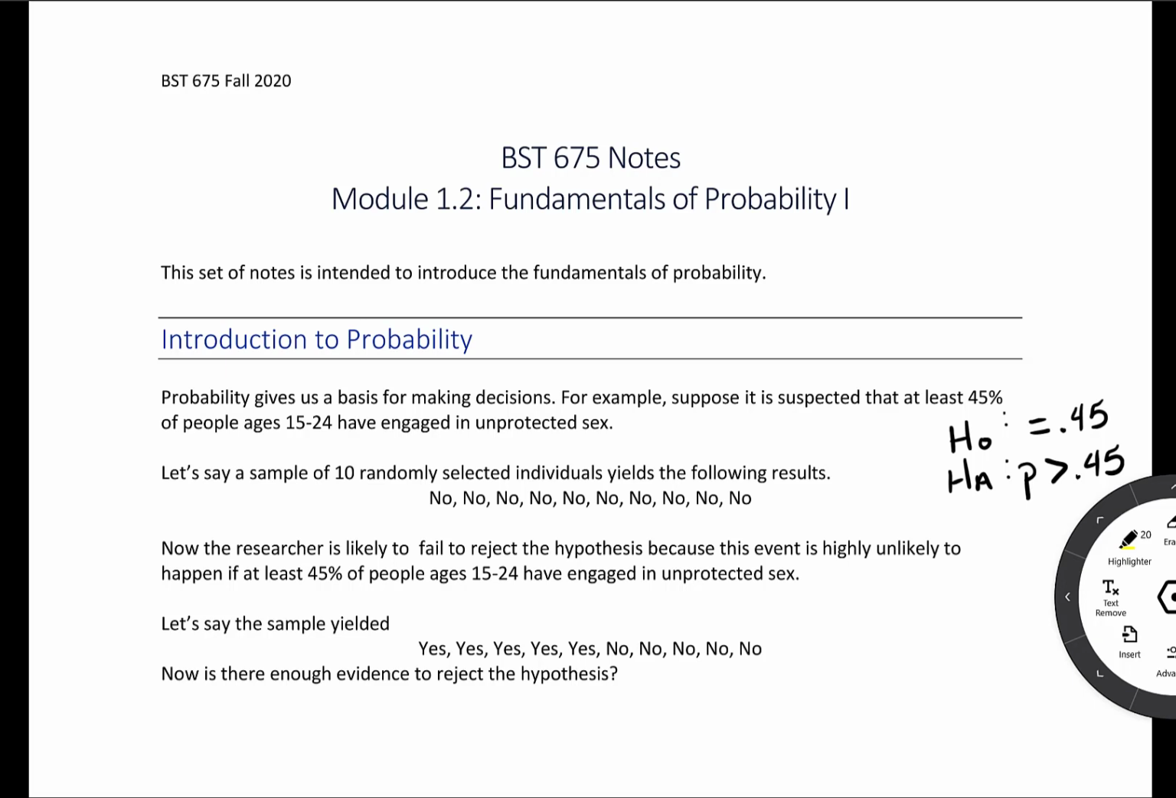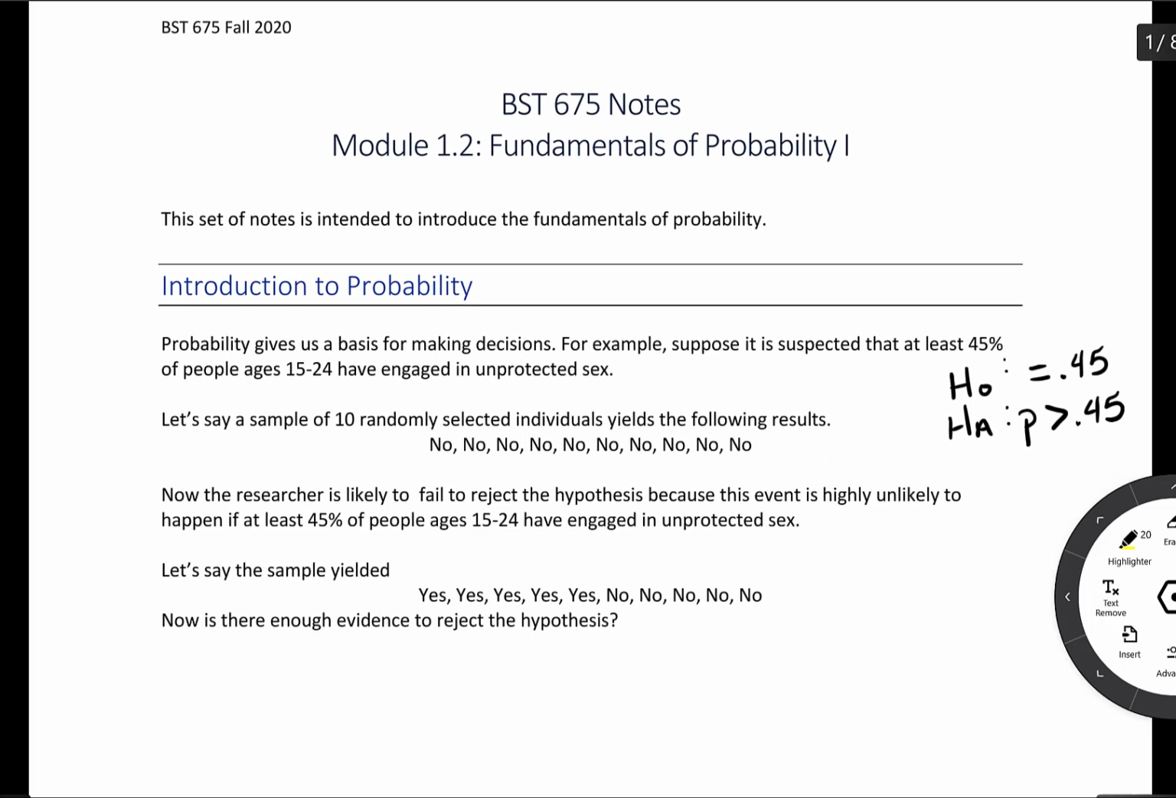Now on the other hand, let's say our sample yielded this result. Notice we've got 5 yeses and 4 nos. So in this case, we found from our sample of 10 that 50% had engaged in the behavior. So the question is, is this enough evidence to say that in the entire population, which is what P represents, we are finding that more than 45%? And so, is there enough evidence to reject the hypothesis? Maybe, is the answer here.